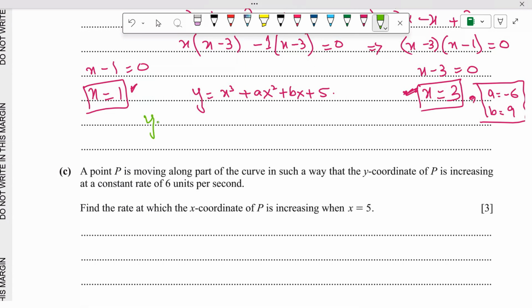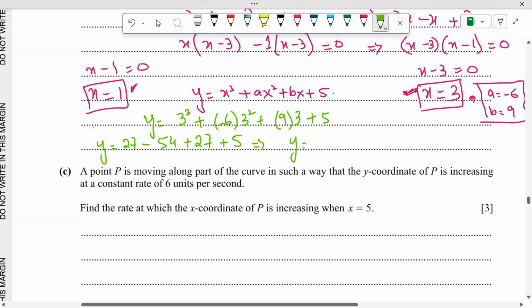So y is equal to x cube means 3 cube plus a means -6 times 3 square plus 9 times 3 plus 5. Okay, further solving, we will have y is equal to 27 minus 54 plus 27 plus 5, and this is equal to y is equal to 5. So we have calculated the y coordinate of the stationary point. So we have stationary point 3 comma 5.